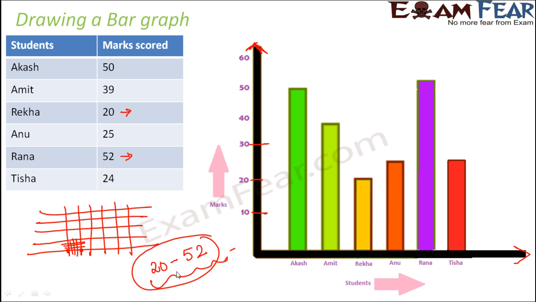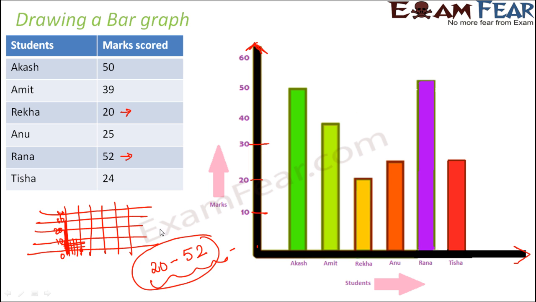Since all the numbers are between 20 and 52, you think, okay, considering one box as 10 units, this is one unit, this is another unit, and so on. So here we have considered one unit as 10 marks. That means if this is 0, this would be 10. One unit represents 10 marks. So if this is 10, this would be 20, this is one unit representing again 10. If this is 20, this is 30, this is 40, and so on.